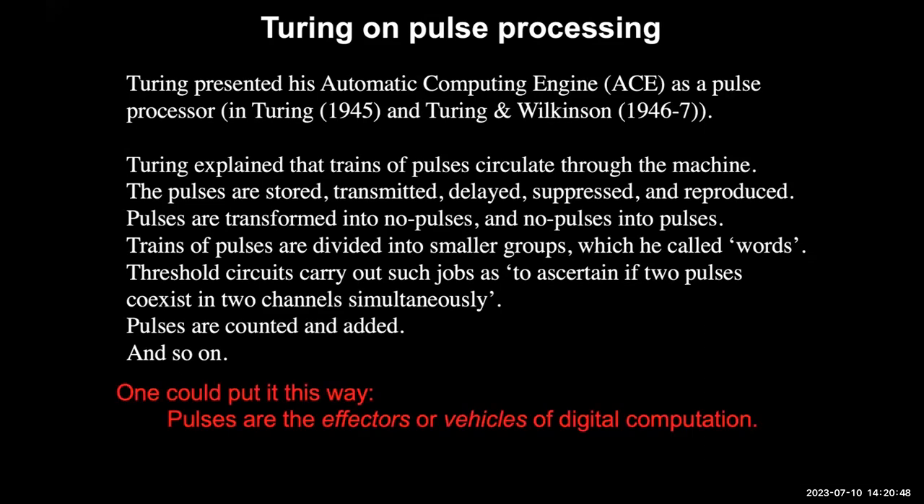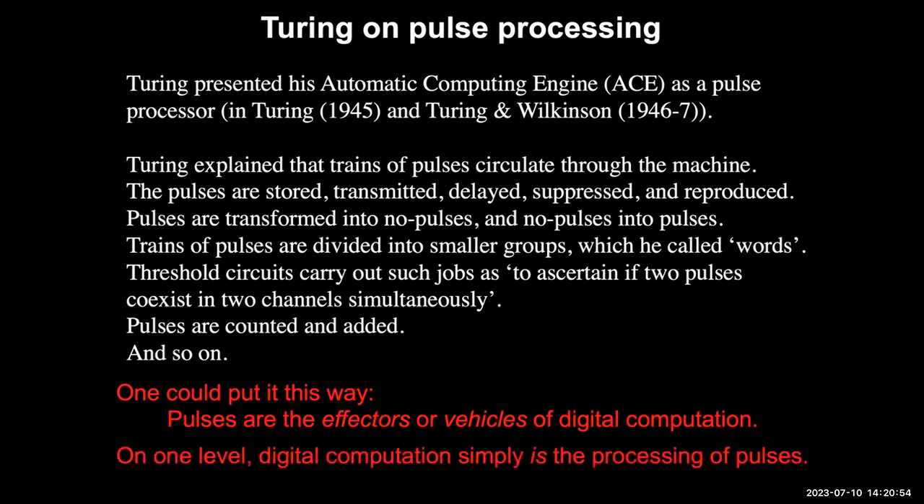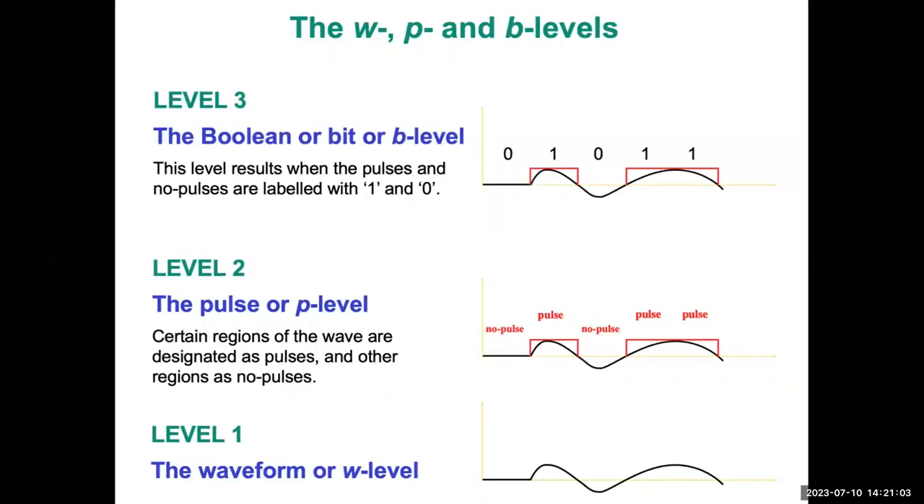So you could put it this way. Pulses are the effectors or the vehicles of digital computation. On one level, digital computation simply is the processing of pulses. There are kind of three levels, as I mentioned a few slides back. There's the pulse level, very important. There's kind of the ground floor level, which is where you have the actual waveforms. And then at the pulse level, certain regions of the wave are designated as pulses and other regions as no pulses. And then at the higher level, the Boolean or bit or B level, this level results when the pulses and no pulses are labeled with ones and zeros.